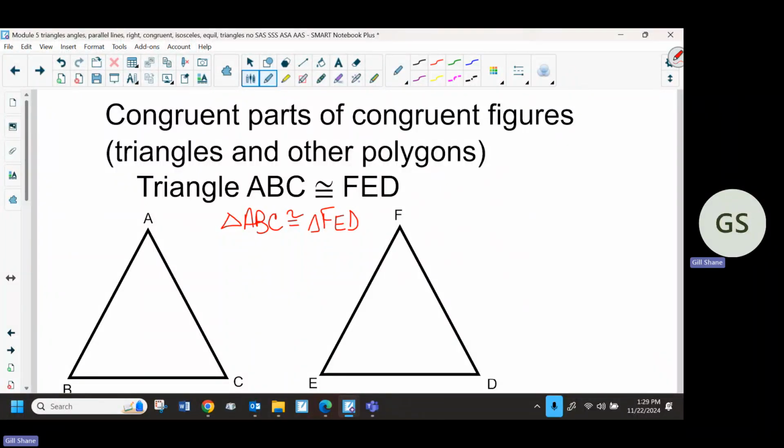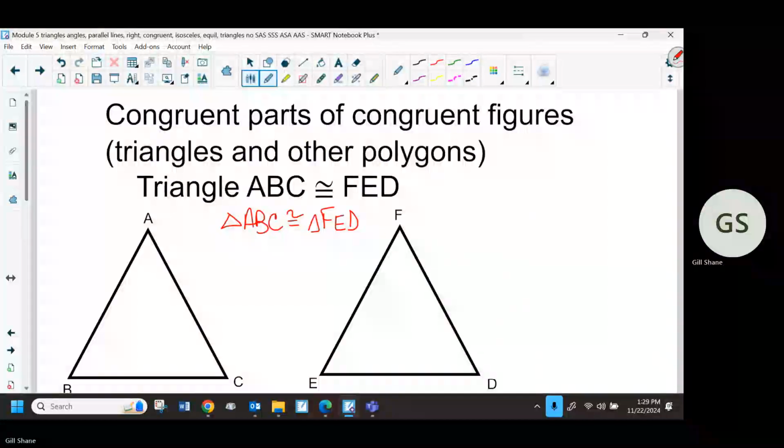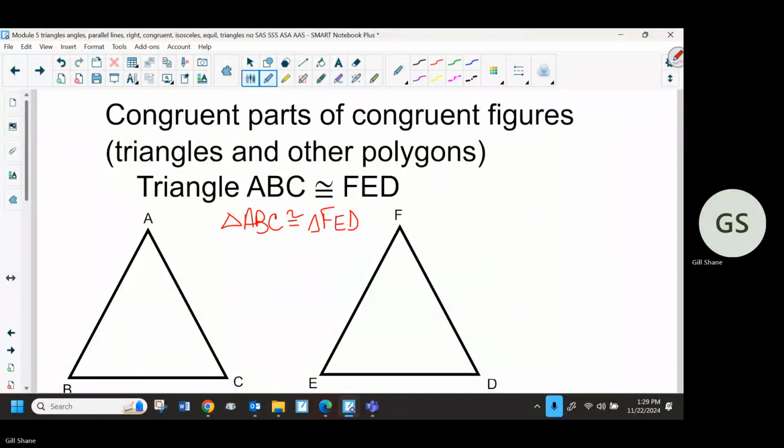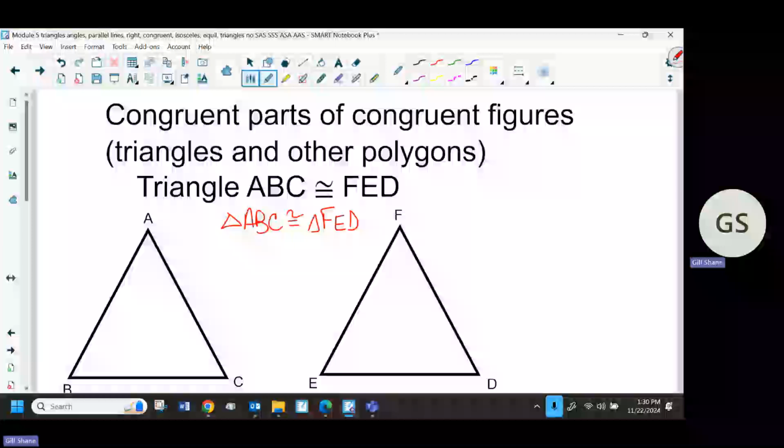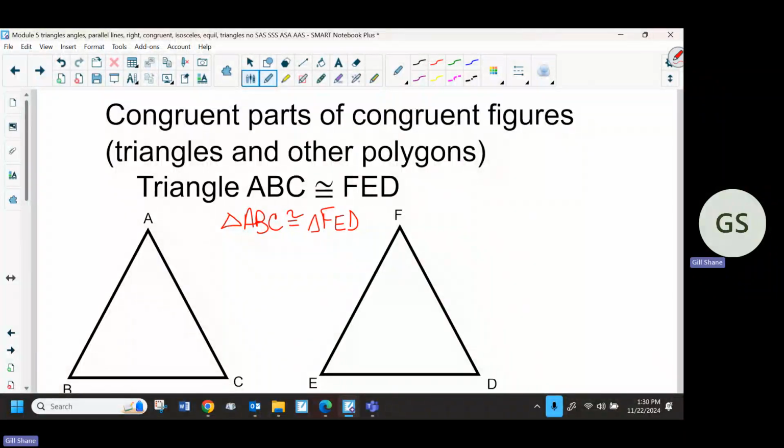of triangles are congruent by looking at the images. So basically you can't tell what's congruent by looking at the images themselves. You cannot tell what sides or angles are congruent by looking at the image.